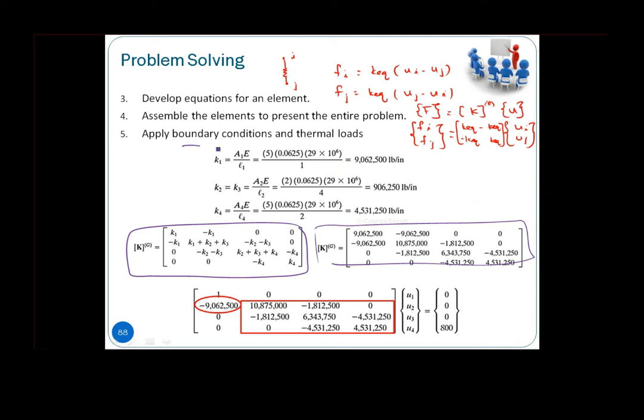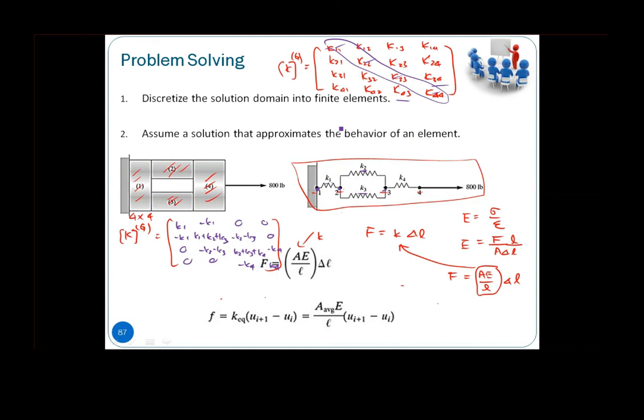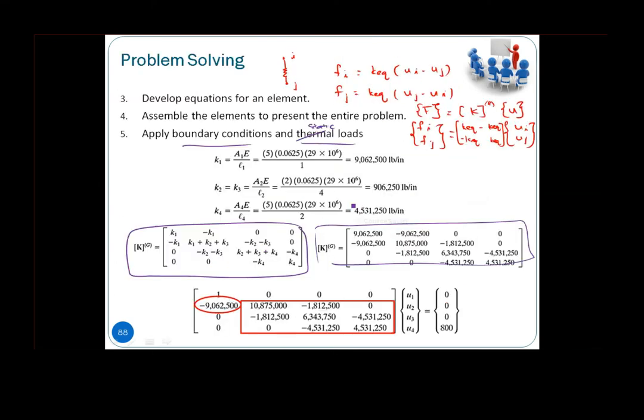Then we have to apply the boundary condition and thermal loads. Here, of course, it is a static load. Looking into the problem itself, we have a load at node number 4, and we have a fixed support at node number 1. So we are saying that U1 equals 0 in this case. So instead of the 4 by 4 matrix, the top part of K can be simplified to 1, 0, 0, 0. Why? Because 1 times U1 equals 0, then the rest are 0.